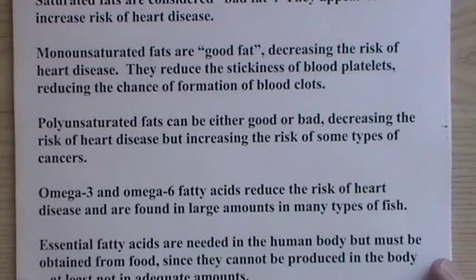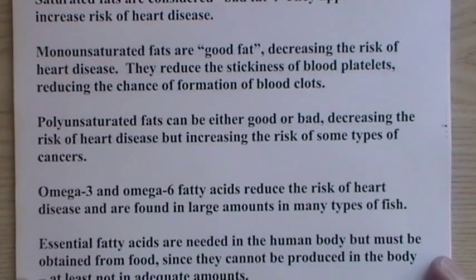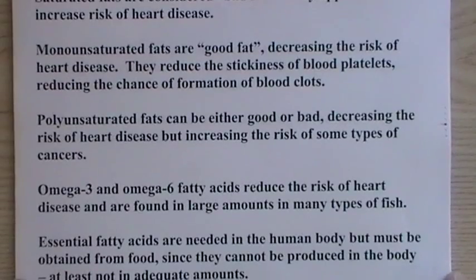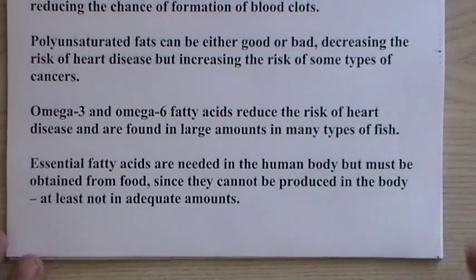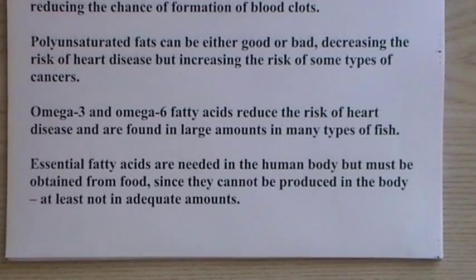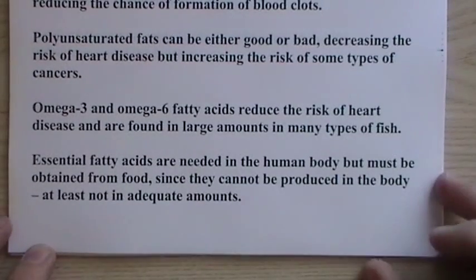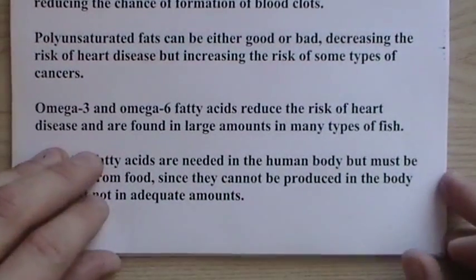Omega-3 and omega-6 fatty acids reduce the risk of heart disease and are found in large amounts in many types of fish. Essential fatty acids are needed in the human body but must be obtained from food, so they cannot be produced in the body. Or if they're produced in very small amounts, they need some sort of supplement.